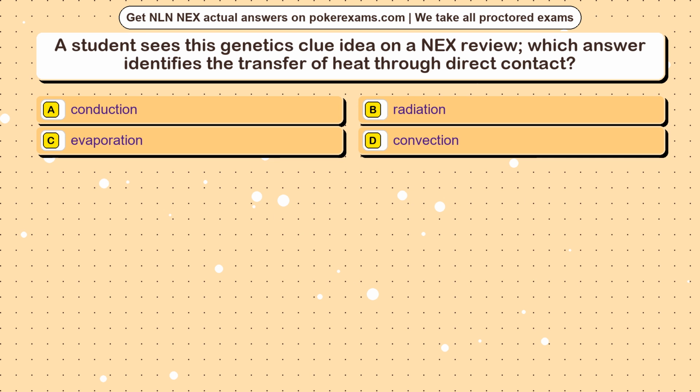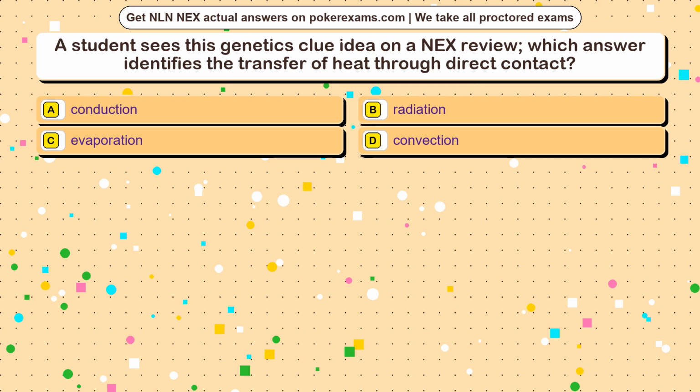Question 10. A student sees this genetics clue idea on a NEX review. Which answer identifies the transfer of heat through direct contact? Option A, conduction. Option B, radiation. Option C, evaporation. Option D, convection.